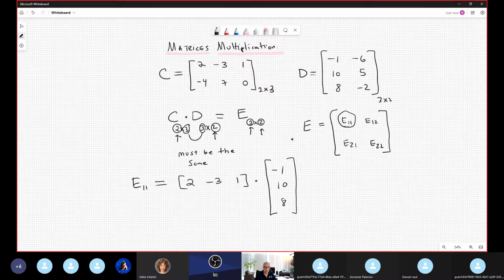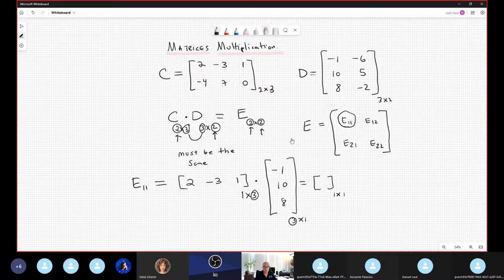This is 1 row, 3 column. This is 3 row, 1 column. These 3 matching perfectly with this. And so when you perform the multiplication in the way I want to explain now, you get just a number, 1 by 1. And the rule is clear.